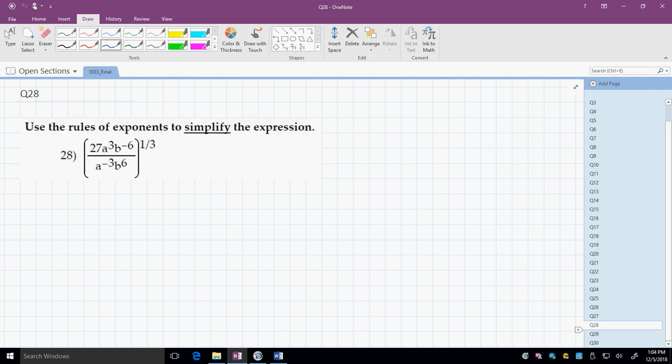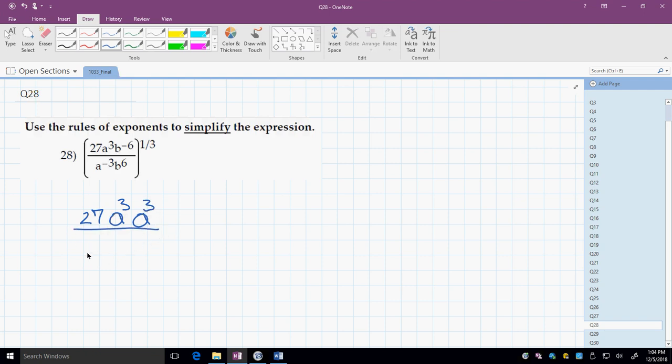The rule for exponents is that we can have negative exponents, right? So I have 27 and a raised to the negative 3. When we have an exponent that is negative, we have to move it from the bottom to the top, or from the top to the bottom, to change the sign to positive. So I'm going to move the a that is in the bottom to the top. Now it's a positive 3.